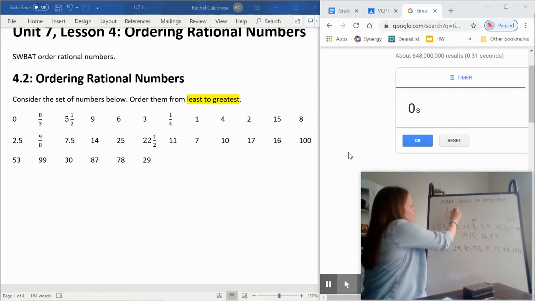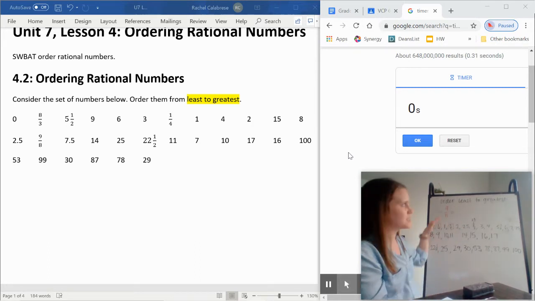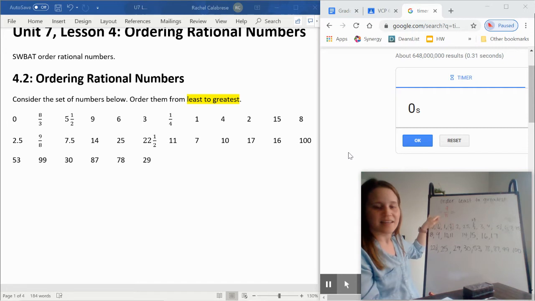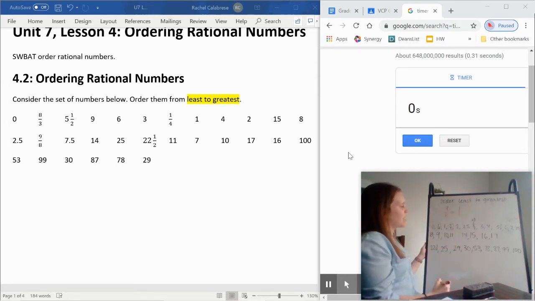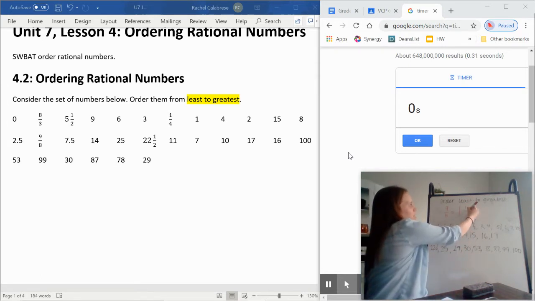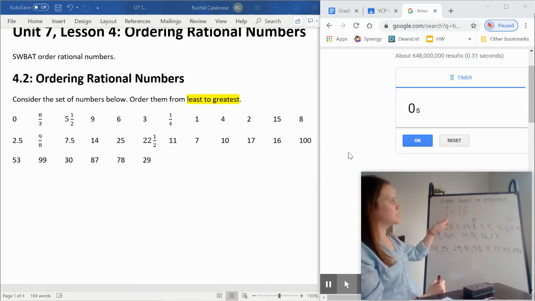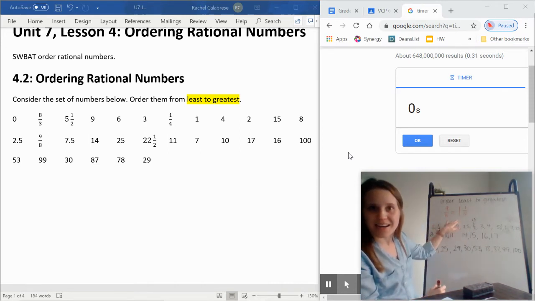9/8 is an improper fraction because the numerator is bigger than the denominator. How many 8s are there? How many groups of 8 are there in 9? There's one complete group of 8 in 9, and then there's 1/8 left over. So 9/8 is 1 and 1/8.